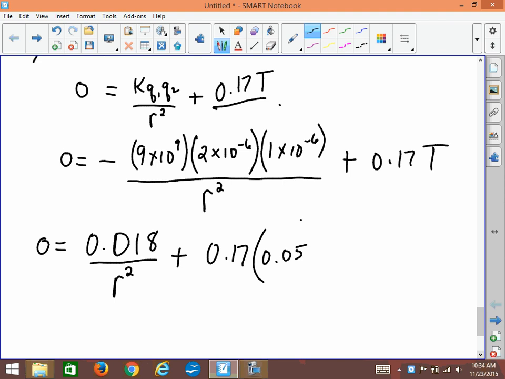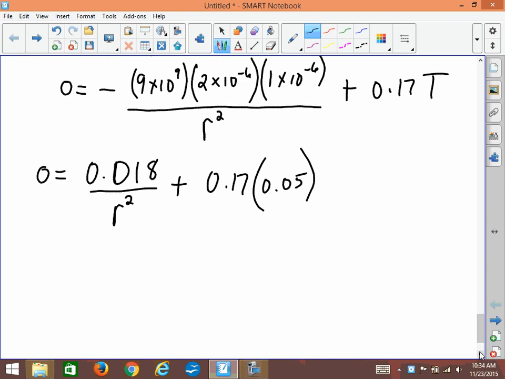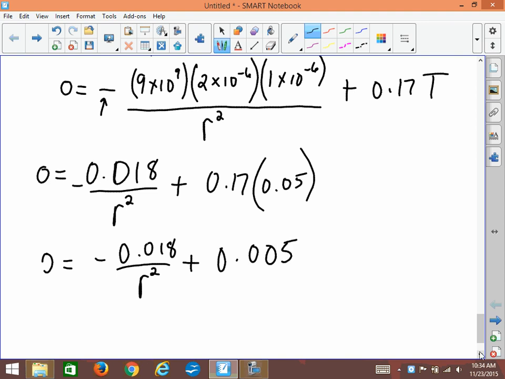That's where we should be. So we can do that multiplication as well. And what we get is, and this is a negative number too, let's not forget that. There's the negative sign. So 0 equals negative 0.018 over r squared plus this number of 0.005-ish, 524, but we'll just keep it at that.